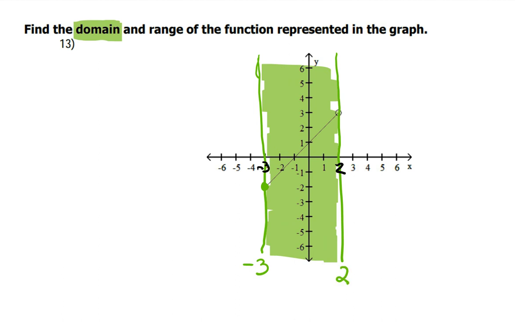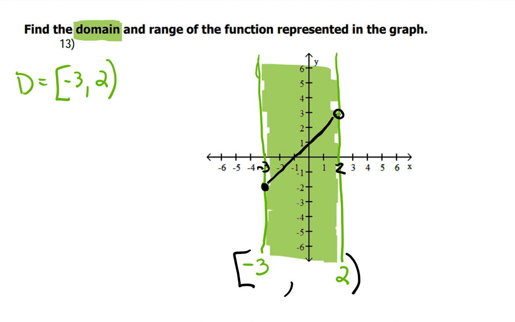There is a solid dot right here. So that means you're going to give it a bracket. But there's an open circle on this one, so that's going to get a parenthesis, and then you put a comma in between, and there's your domain. That's my domain. So D for domain starts at -3 and includes it, goes up to 2 but doesn't include it. So any part of this line, any point on that line has an x-coordinate somewhere between -3 and +2.